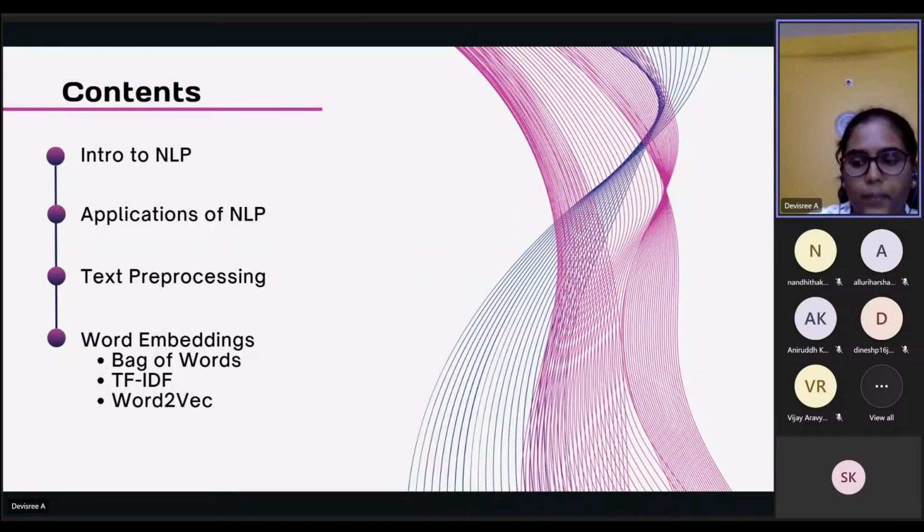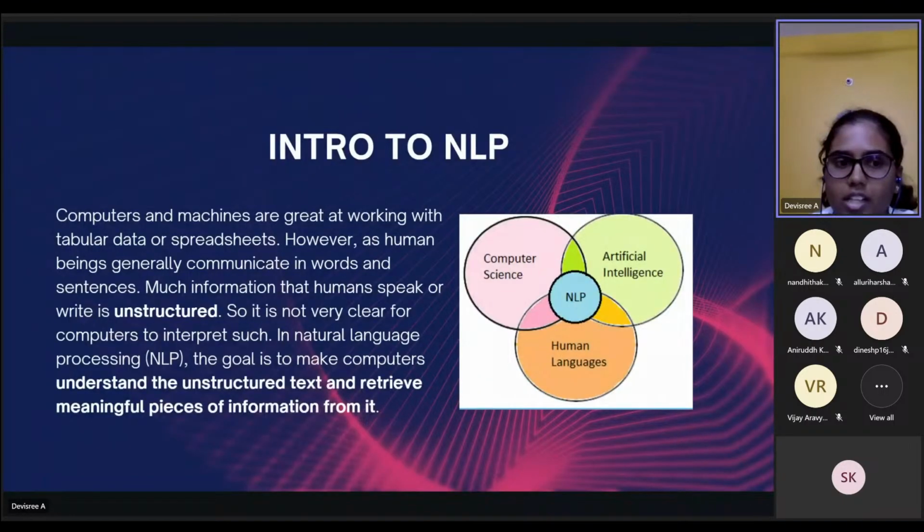Before I talk about anything, just take a look at the Venn diagram over here. This is a beautiful representation of NLP. It is the intersection of computer science, artificial intelligence, and human languages. Computers usually work with structured data like tables, CSV files, and spreadsheets, unlike us humans, where we have a variety of languages, accents, and tones for communication, which the computers cannot interpret.